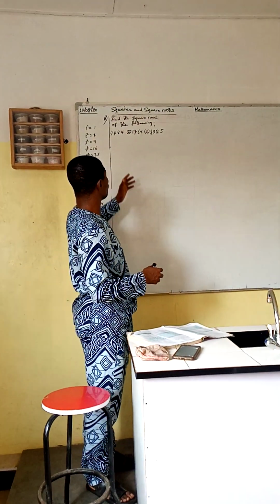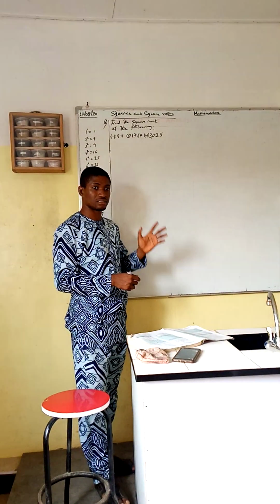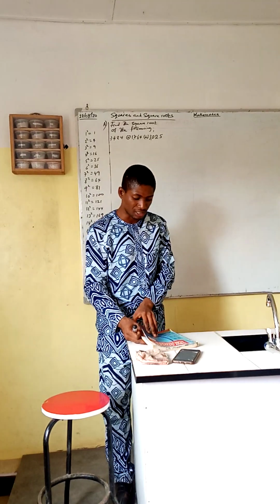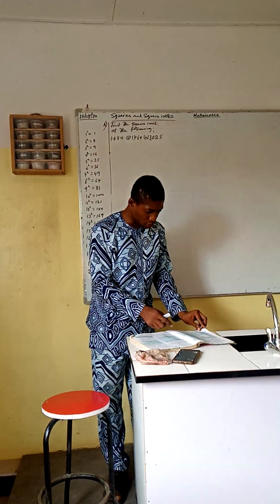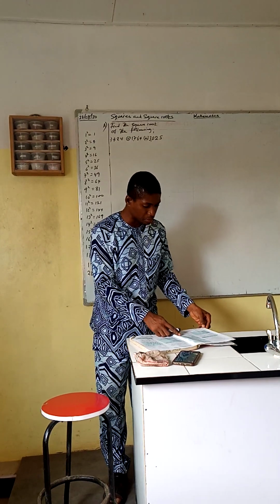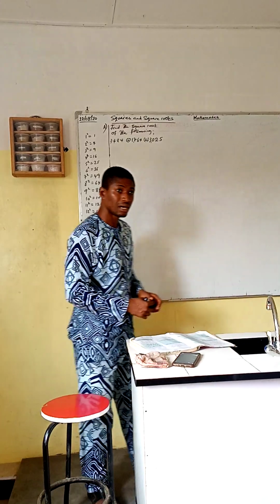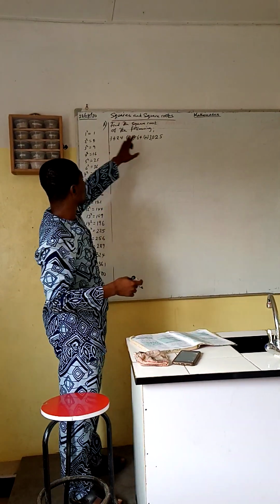This morning we'll be looking at the topic squares and square roots. We'll be taking this topic from the GSS 2 Masters book. Just open at page 8. You'll see the topic squares and square roots. Let's look at the first case, case A. It says find the square root of the following.